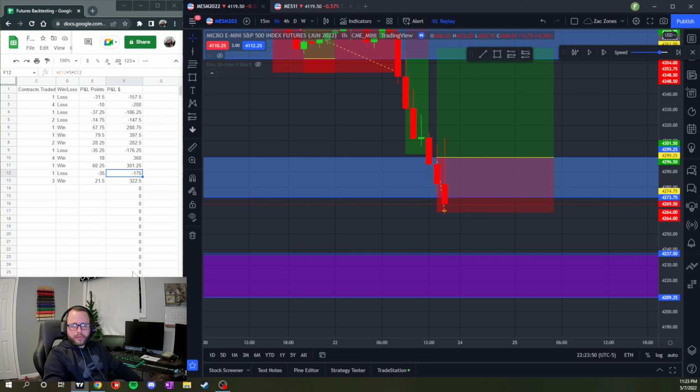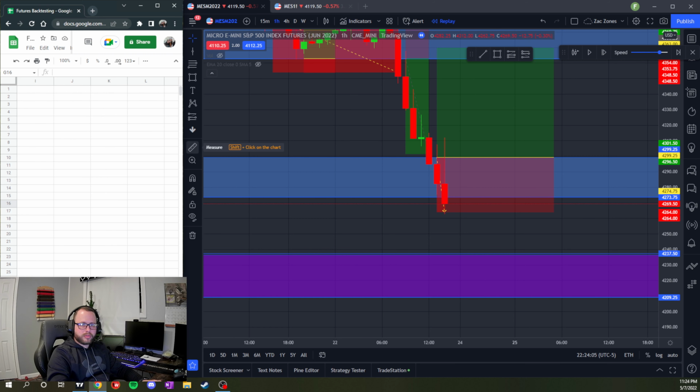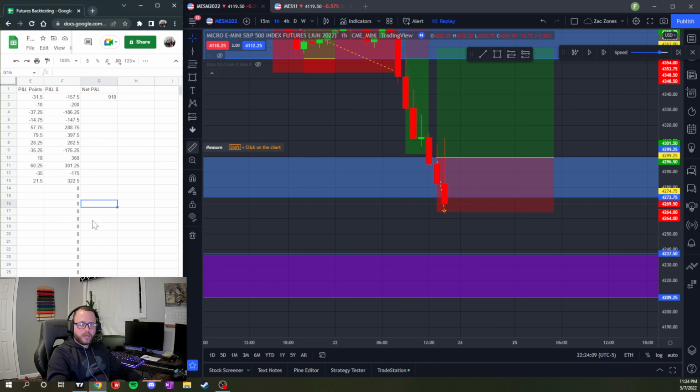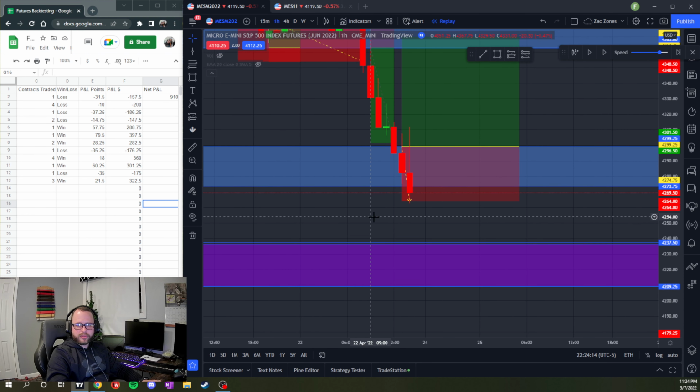And I am going to do, let's just do net P and L equals the sum of this column, just so we can track that as we go along. So we're up $910 through the time that this experiment's been running, which is the month of April. Risking $200 at a time with absolutely no management after the position's put on.